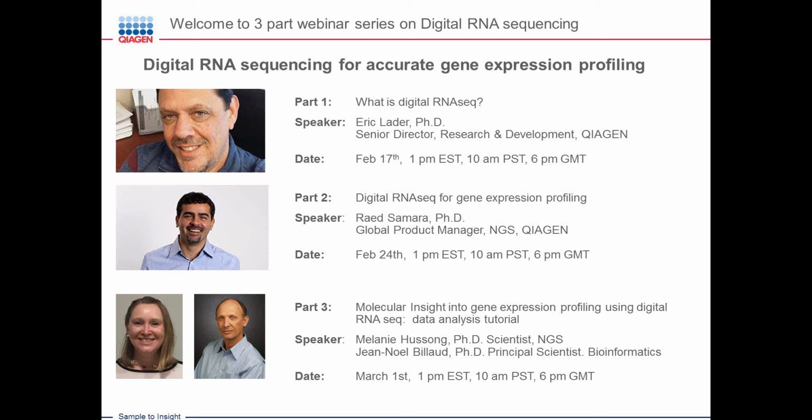Now, today QIAGEN is very excited to announce the launch of QIAseq targeted RNA panels. These have been developed as a sample-to-insight solution for quantitative gene expression profiling using digital RNAseq. With the introduction of this new technology, there are many questions, starting with what is digital RNA sequencing? How does this differ from standard RNAseq? Why should one use digital RNA sequencing for gene expression profiling? How do you plan an experiment?